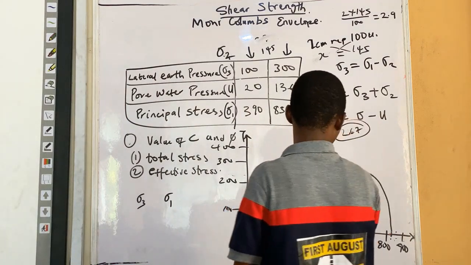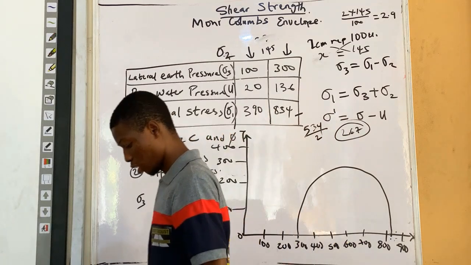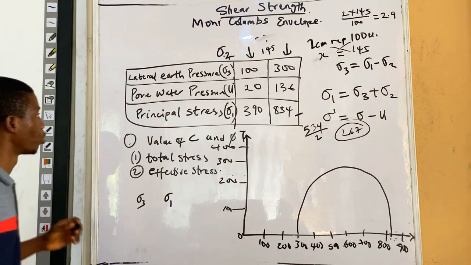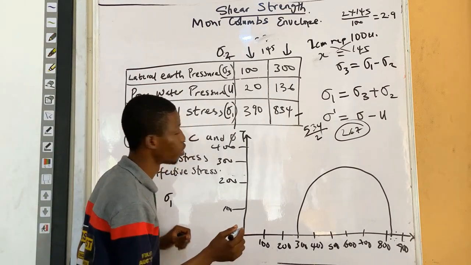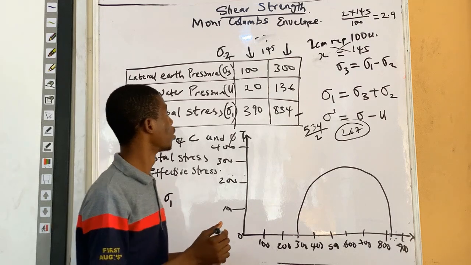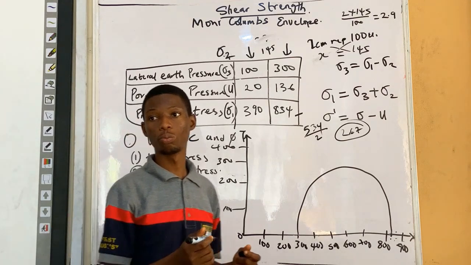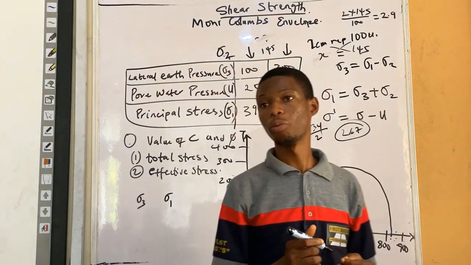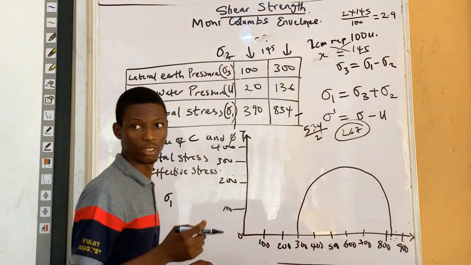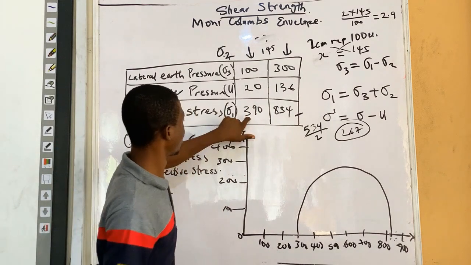145 times 2. That's 290. Divided by 100. That's 2.9. So you put 145 multiplied by 2, 290, divided by 100. That's 2.9 on your compass. So this is wrong. That's 2.9.